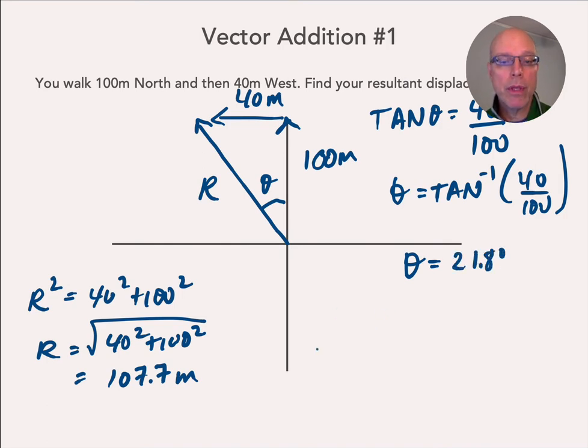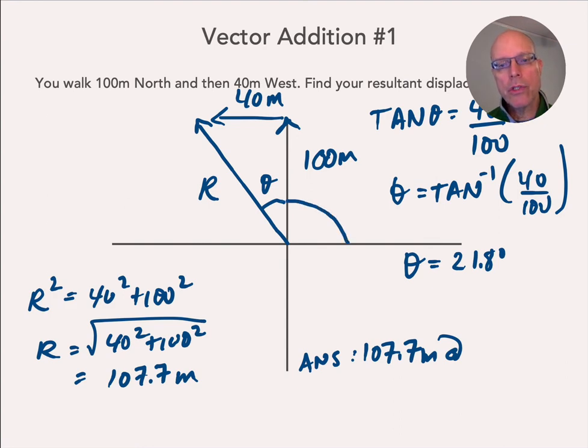Now you're almost home free with the answer. The answer is going to be 107.7 meters at, and it's not going to be 21.8 degrees, because 21.8 degrees would be a low angle right over here in the first quadrant, right? What I have to remember is that the answer angle is always going to be where the resultant is. So starting from 0, I go 90 and then 21.8 more. So this answer angle is going to be 90 plus 21.8. So 90 plus 21.8 gives me 111.8 degrees, and that is the total answer.